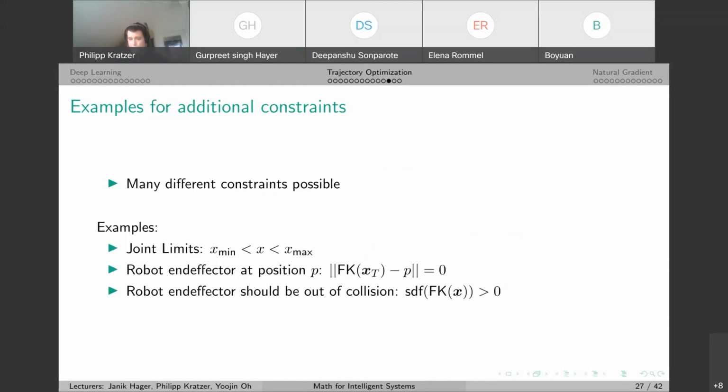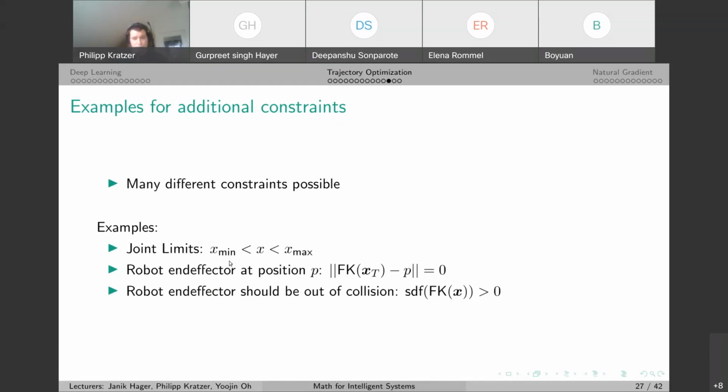Then I talked a lot about additional constraints that could be used, and trajectory optimization is very flexible. There are many different constraints possible. It just needs to be differentiable so that in the end we can use gradient-based optimization to find our trajectory.